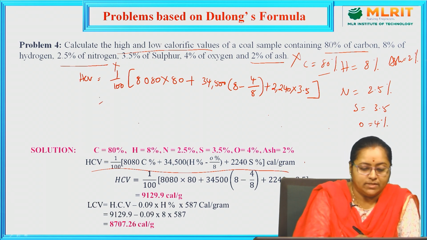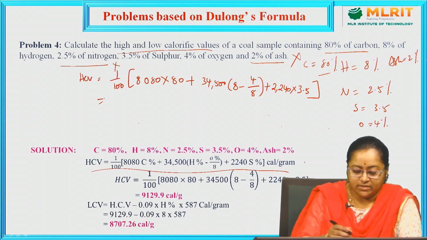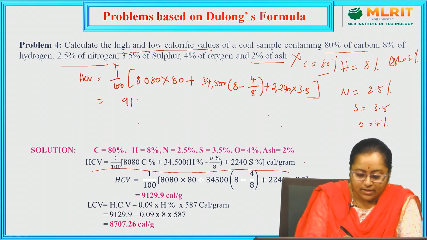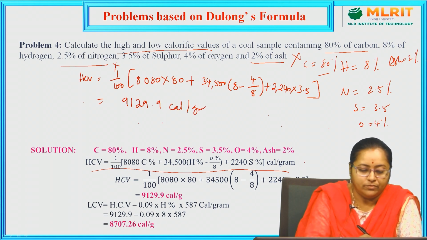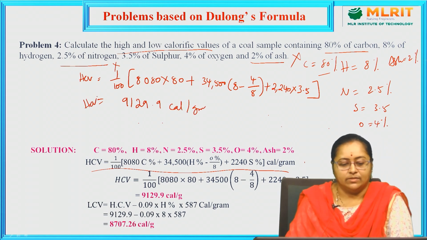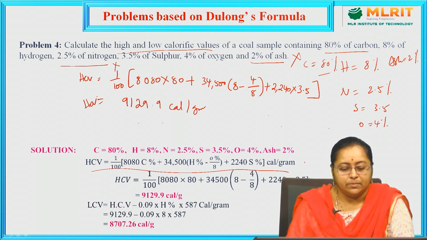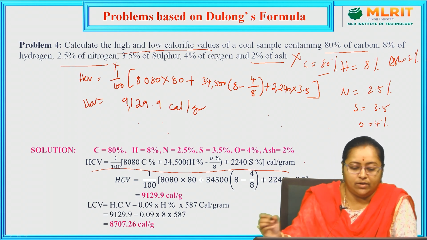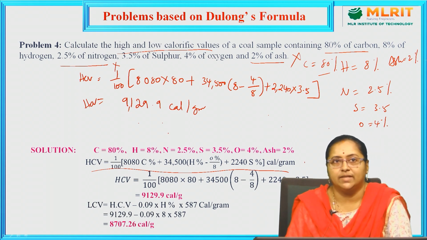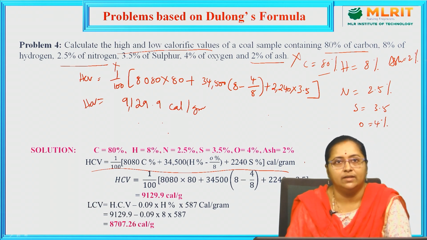By substituting all these values in the formula of HCV and doing the calculation, that is simplification, we get 9129.9 calories per gram of HCV. So the given data is substituted in the formula, and by simplifying all these values we got 9129.9 calories per gram as the HCV answer. That is the result. These are approximate values.